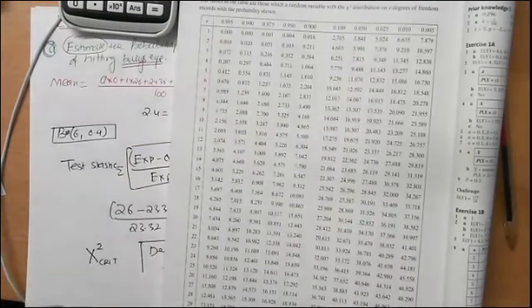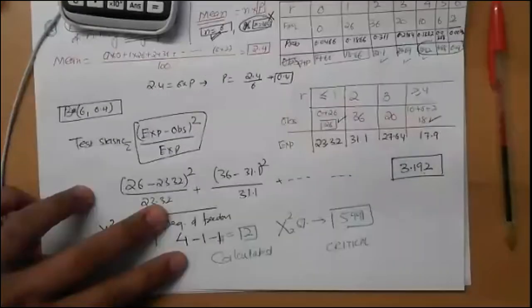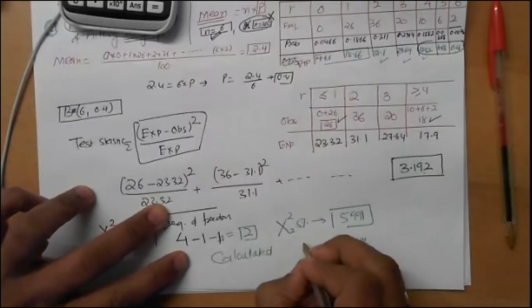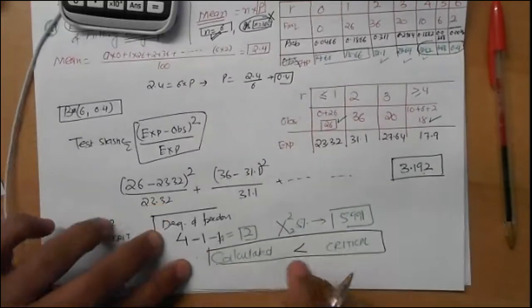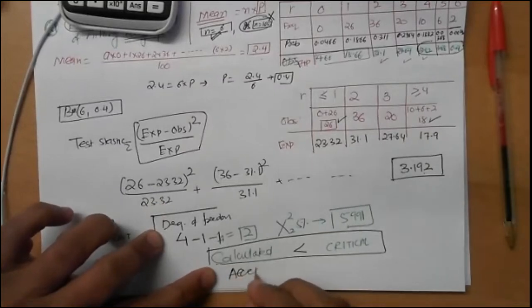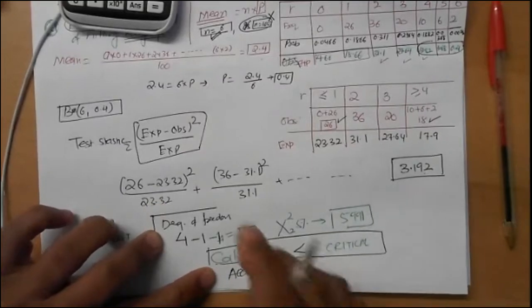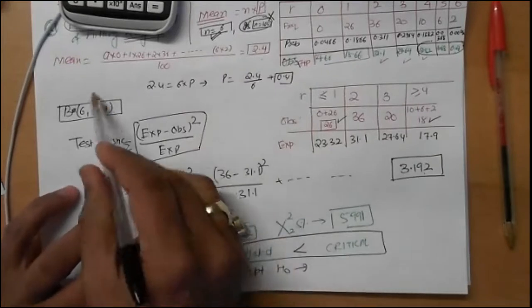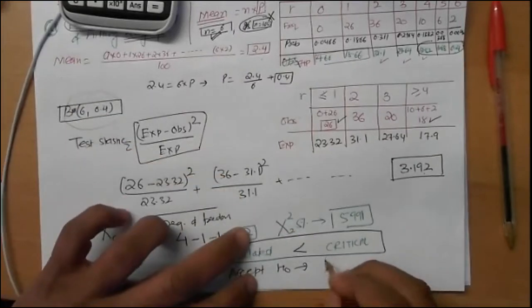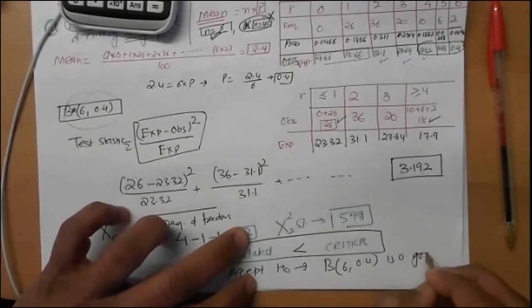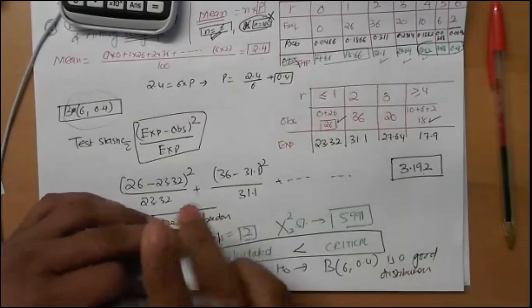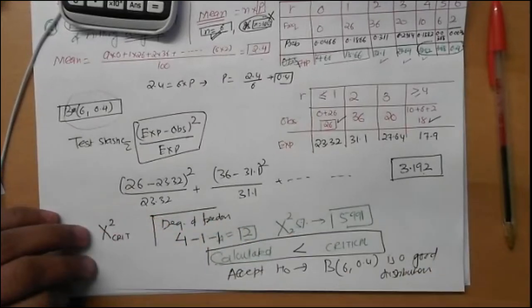So that's what we're going to be comparing our calculated one with. This time around, I'm glad this happened. The calculated one is less than the critical one. What does that mean? Not enough evidence to reject H naught, so we accept H naught. What does that mean? The distribution we proposed at the beginning, binomial 6, 0.4, is a good distribution for this model. It's a good model for this particular data.